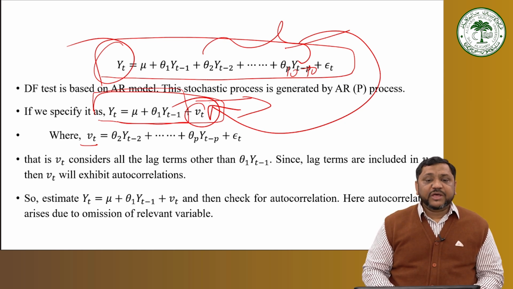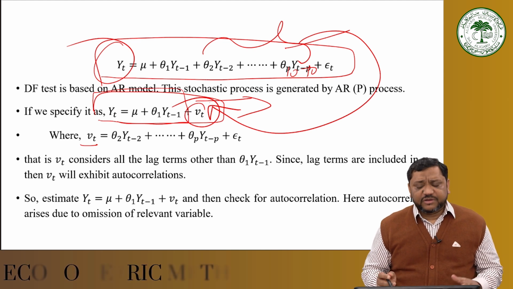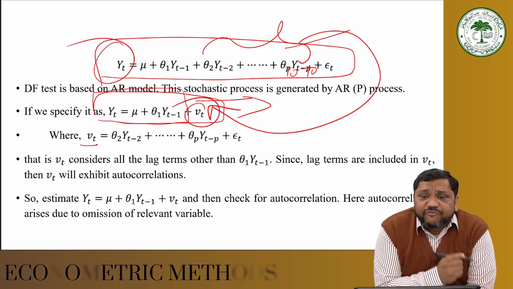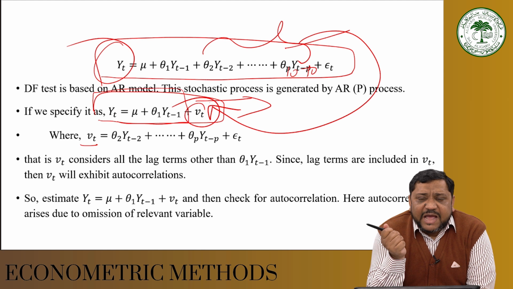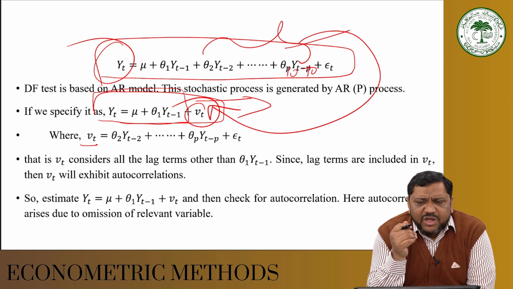The expected value of ui uj will not be equal to 0. So there will be a problem of autocorrelation. So we have to estimate autocorrelation and check for it. Now the strategy to avoid autocorrelation is to increase the lag length. If you keep on increasing the lag length, all the necessary lags will be included.